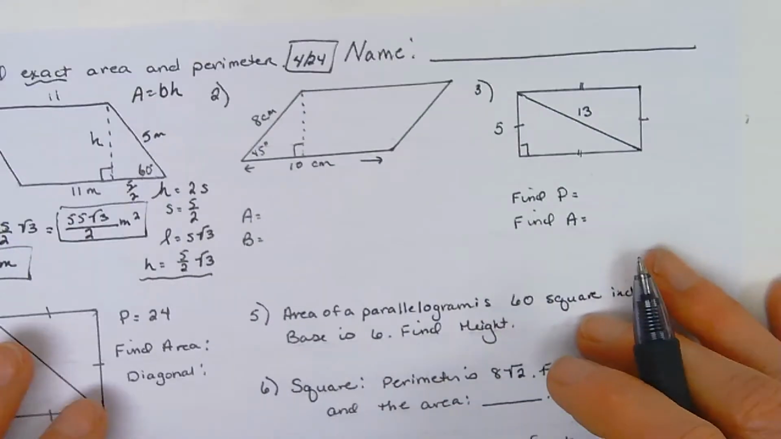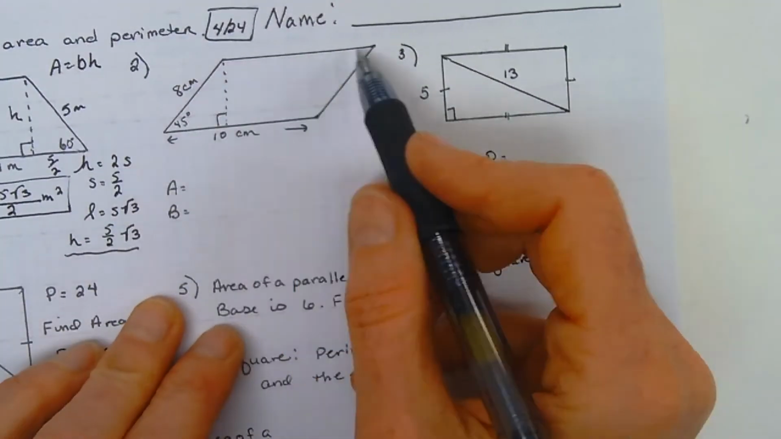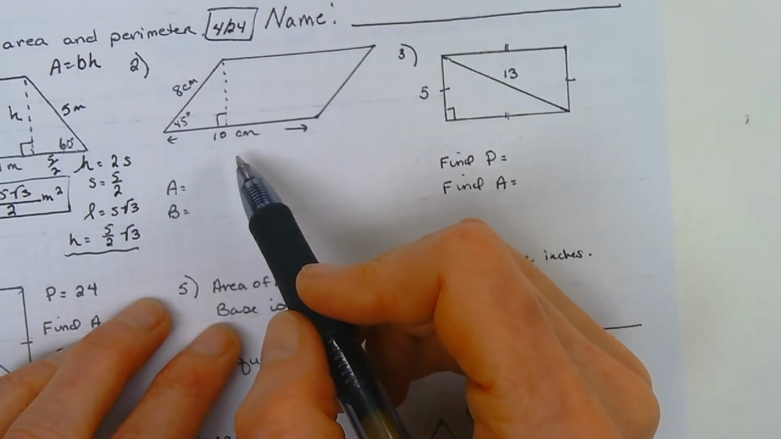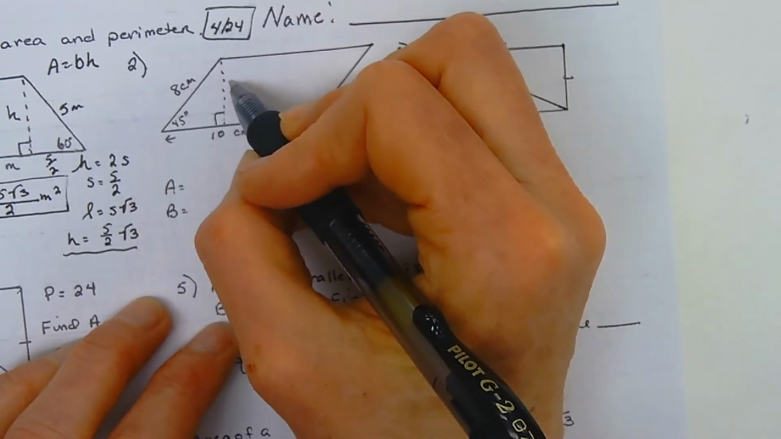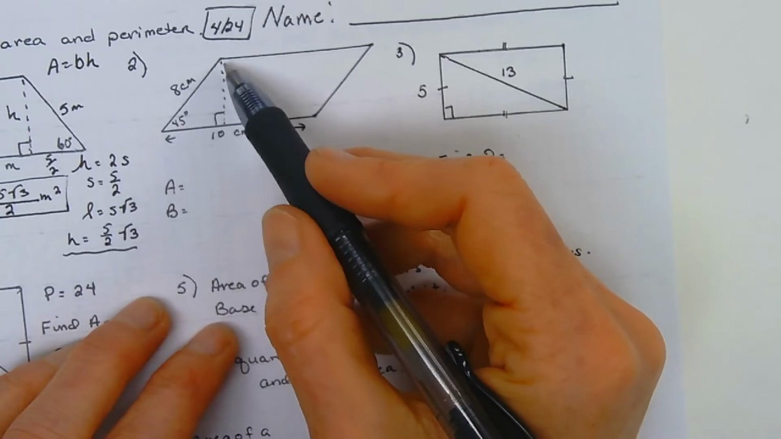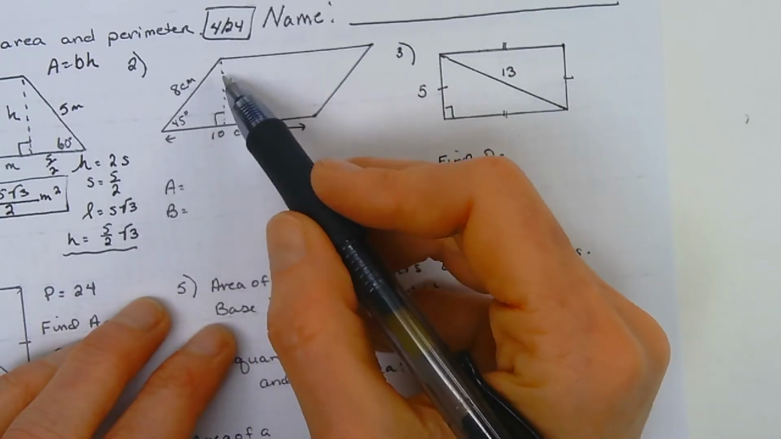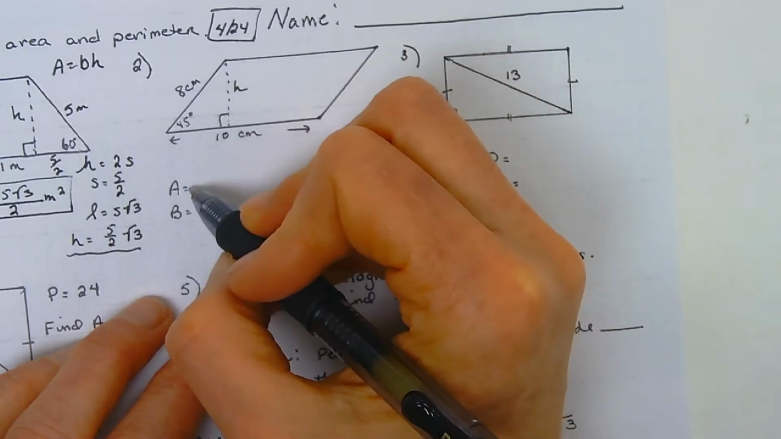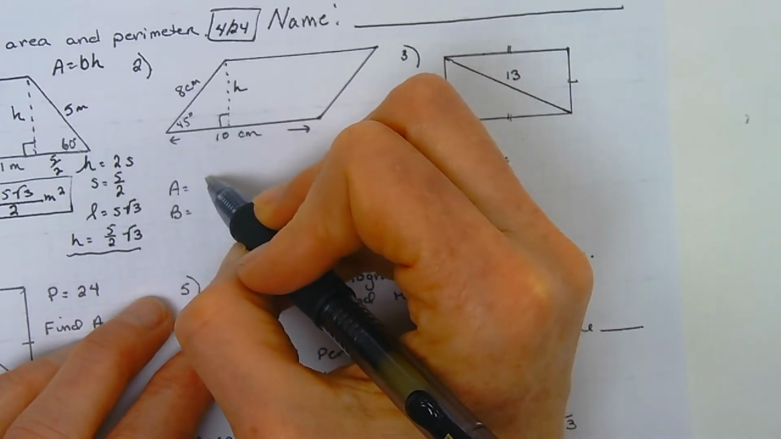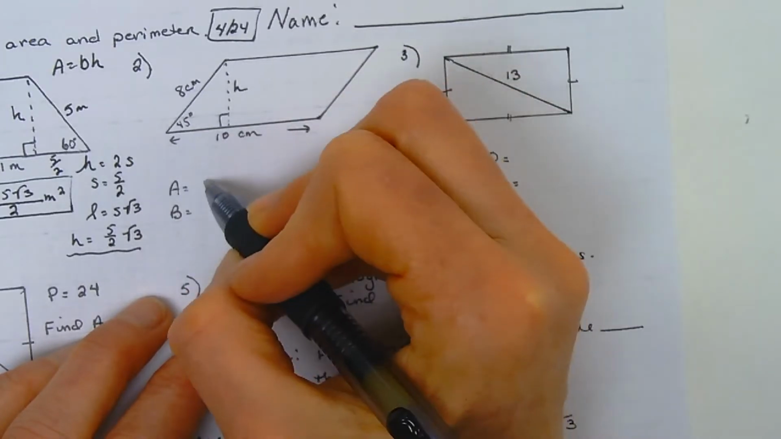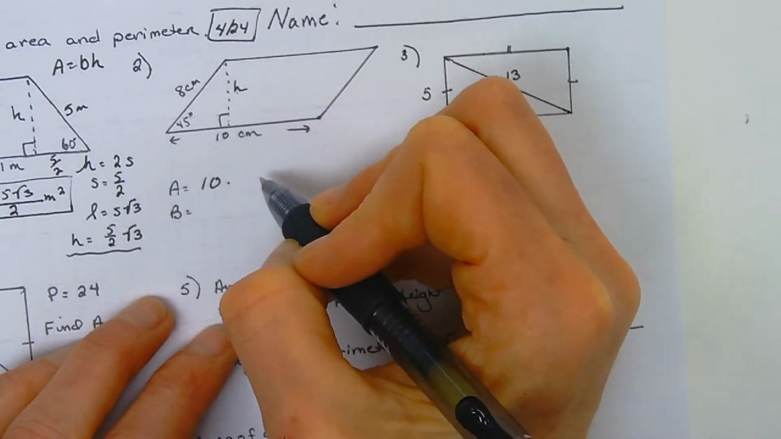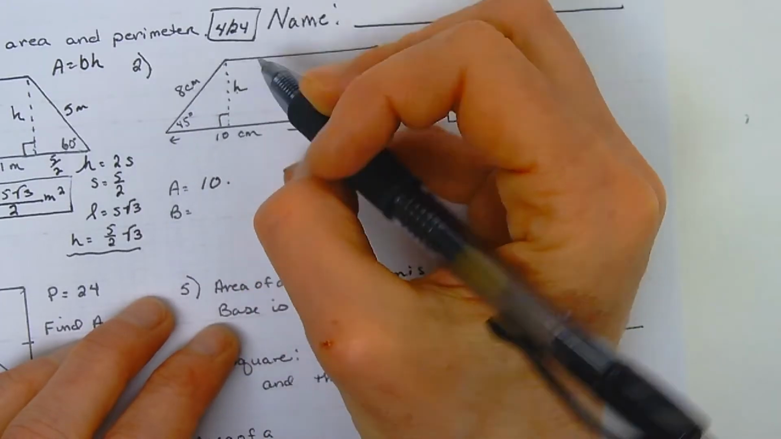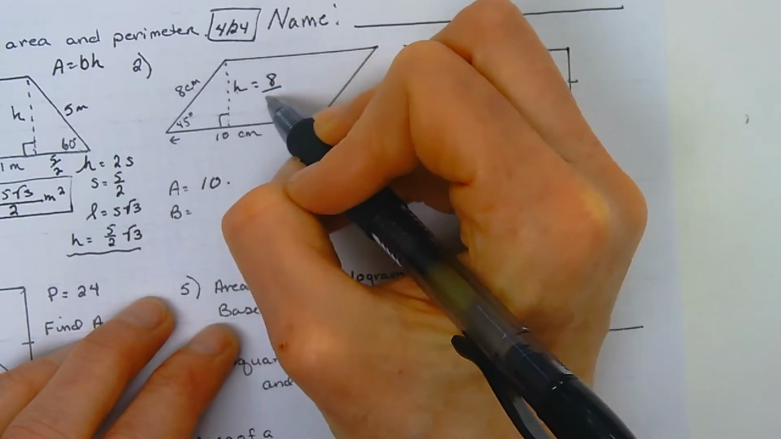Number 2. This parallelogram here has a base of 10, and we don't know the height again. But we can see that this portion of the parallelogram is a 45, 45, 90 degree triangle. Remember, the area is the base times the height of the parallelogram. So it's going to be 10 times whatever that height is. Well, if this hypotenuse is 8, then the height is equal to 8 divided by the square root of 2.